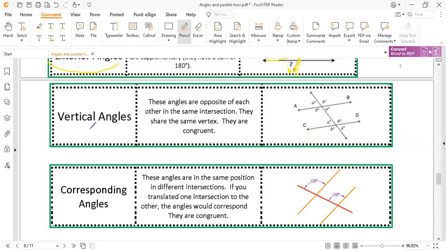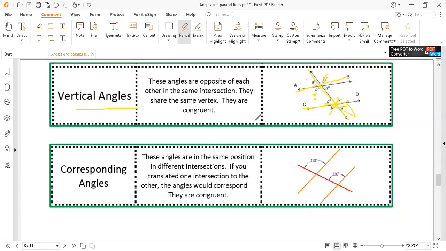Okay. What about vertical angles? We have two parallel lines and a transversal. We have opposite angles with the same vertex. We have a vertex here with the opposite angles B and B. These two are congruent and these are congruent. We say that these angles are opposite of each other at the same intersection, because we have an intersection here as a vertex. They share the same vertex, so they are congruent.